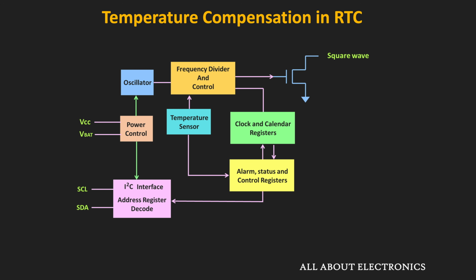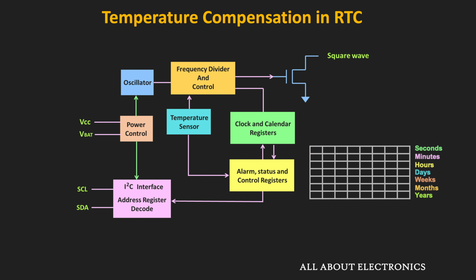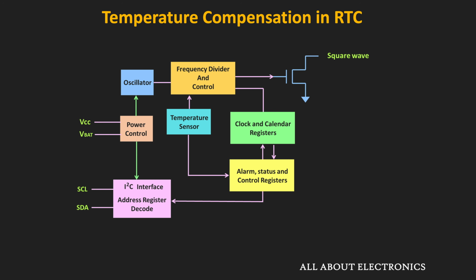And based on the stored value of the temperature and the calibrated data, the controller in the RTC can predict the estimated frequency of the crystal oscillator. Based on that, it is easy to predict whether the count value in the timekeeping register is less than 1 second or more than 1 second. So there are a couple of methods which are typically used for the temperature compensation in the RTC.